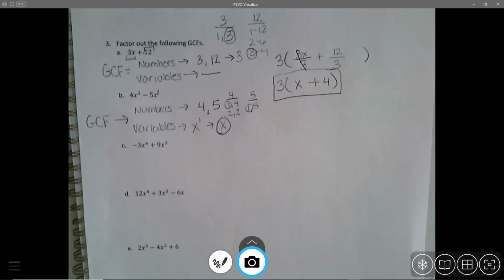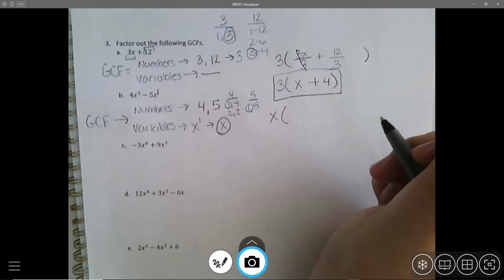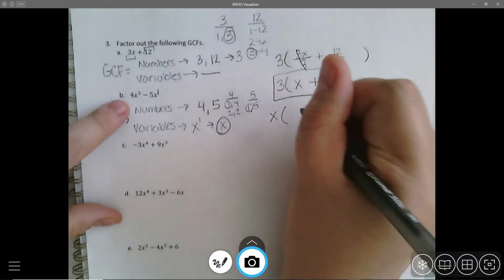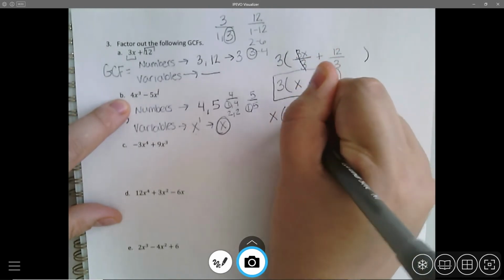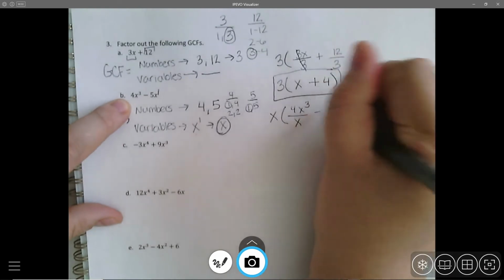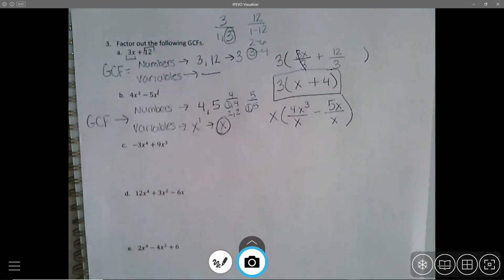X becomes our GCF for this problem. Sometimes your GCFs will be numbers, sometimes they will be variables, sometimes they will be both. So I'm going to put an X here. Now, remember, your final answer is if you take your 4x to the power 3, divide it by x, minus 5x divided by x. You're dividing your original problem by that GCF.